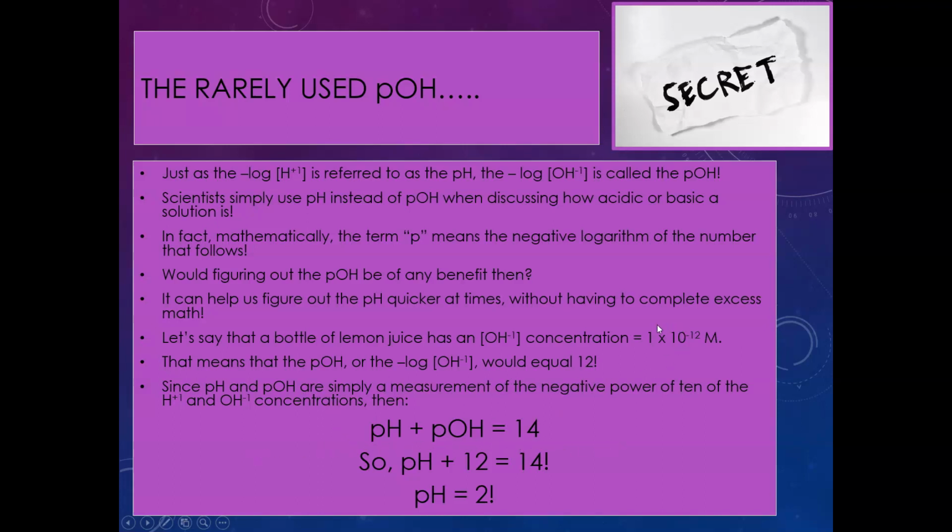If I look at the hydroxide concentration right here, 1 times 10 to the negative 12, I know my pOH is going to be 12. So that means my pH is 2, because pH and pOH need to add to 14. So sometimes it gives us a shortcut, sometimes it doesn't. The one we use the most, I would say greater than 95% of the time, is going to be pH.